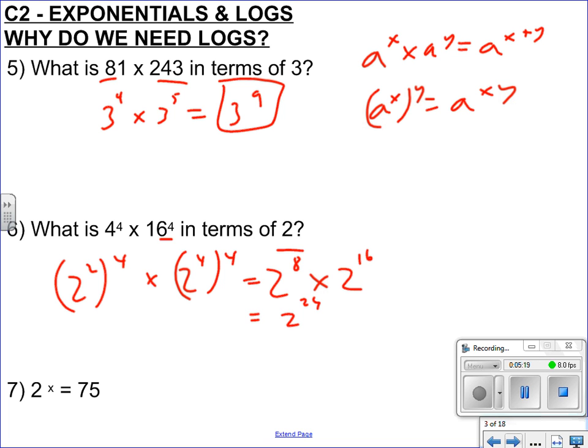Okay? Number 7 though. 2 to the x equals 75. What's x? Well, we can't put 75 in terms of base 2, can we?